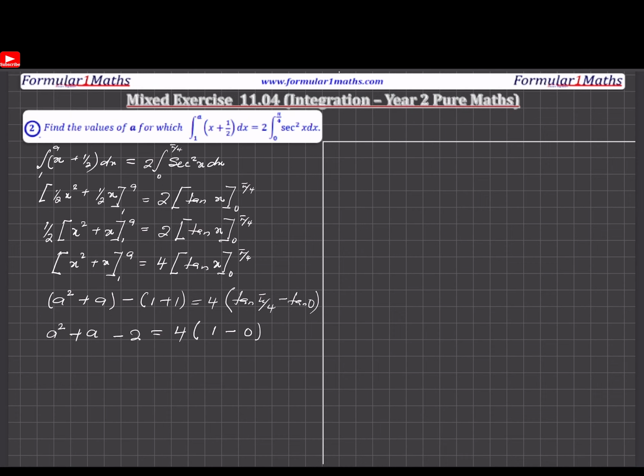So simplify that, I'll get a squared minus a minus 2 minus 4 is equal to 0. And that means a squared minus a minus 6 equals 0. If I factorize that, I'm going to get a minus 3 and a plus 2 equals 0. So it means that the values I'm looking for are a equals 3 and a equals minus 2. So these are the two answers required for A.